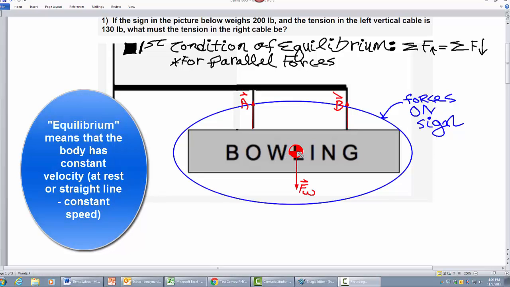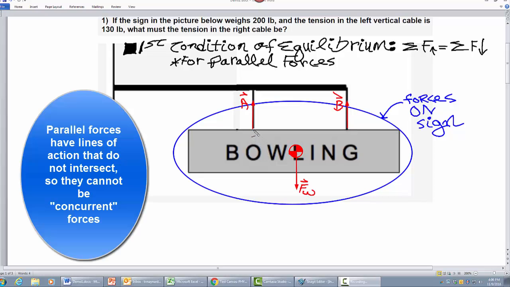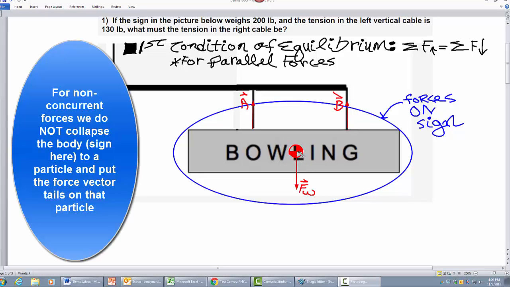Recall that equilibrium means that the velocity is constant. In this case, the velocity is constant of the flavor at rest. We also know that these forces are parallel forces, and therefore they cannot be concurrent forces. They cannot intersect. In our force diagram, we do put the weight at the center of gravity of the sign.